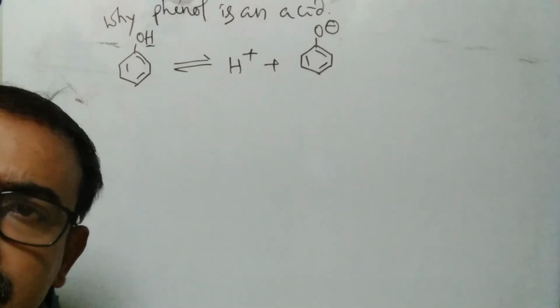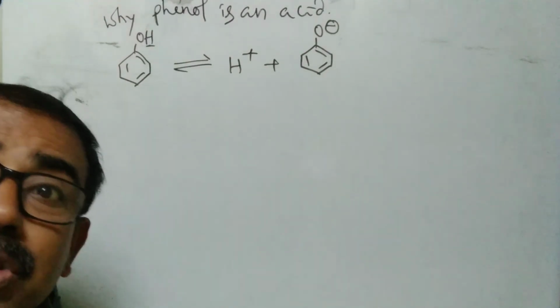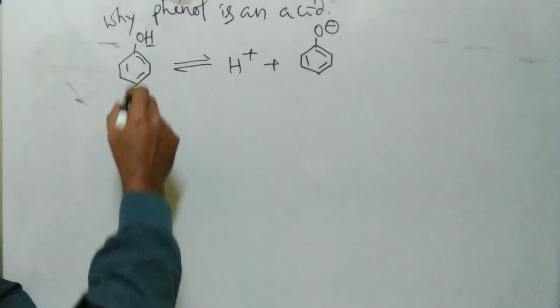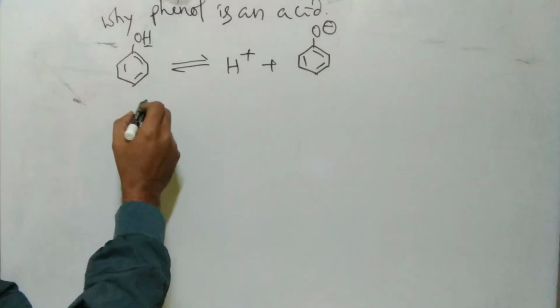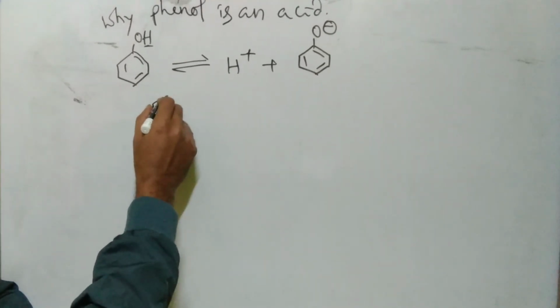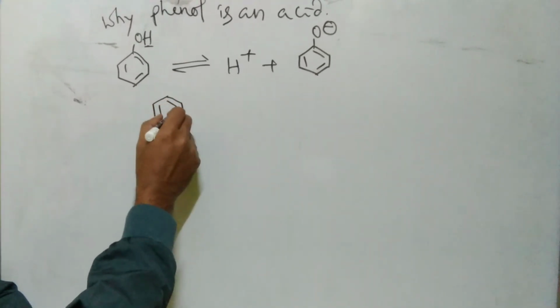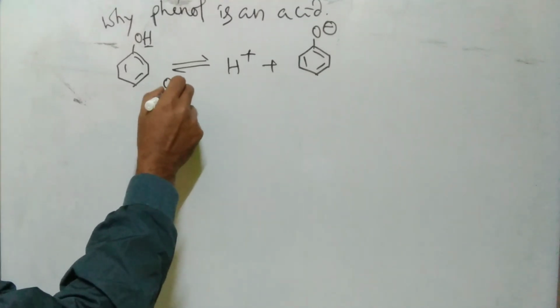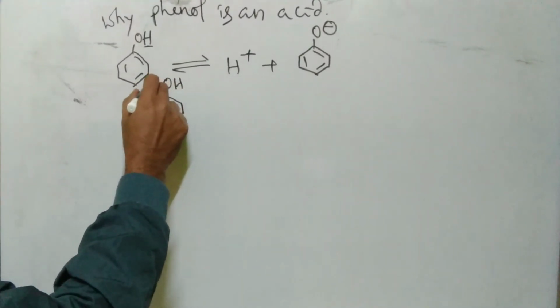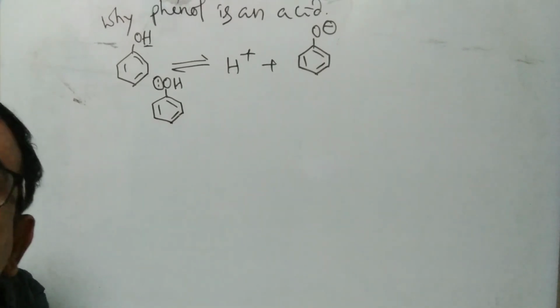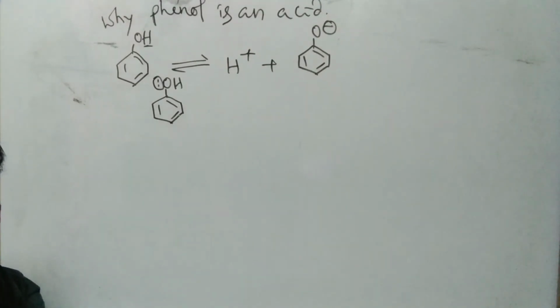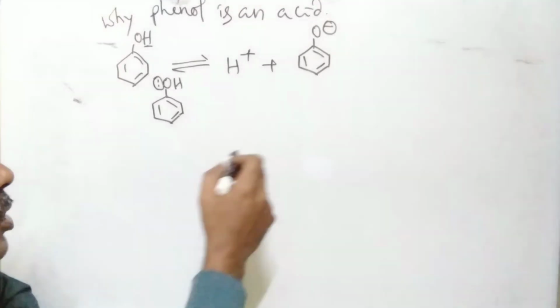Now let us consider the relative stabilities of phenol and phenoxide ion. To consider the stability of phenol, we need to draw all the resonating structures that come from phenol. Here oxygen is carrying a lone pair of electrons. Now that lone pair can get delocalized into the benzene ring through resonance. So how is it possible?